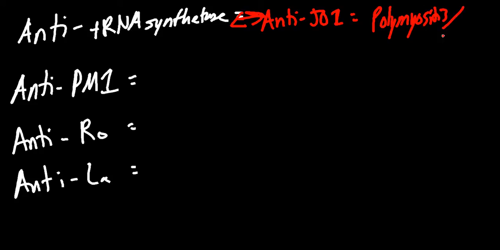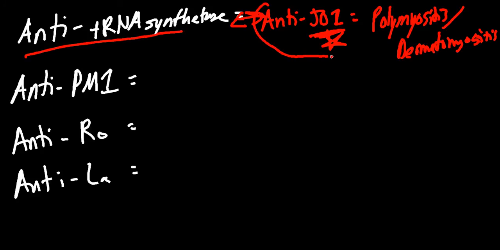Polymyositis, or it could be dermatomyositis. Polymyositis, dermatomyositis. So when you see anti-Jo, this is probably going to be the one that you're going to see more often. However, if they're out to trick you, they're going to give you this one. So this is probably the one that I would commit to memory. However, also realize that it's the same thing as this. So polymyositis, dermatomyositis.